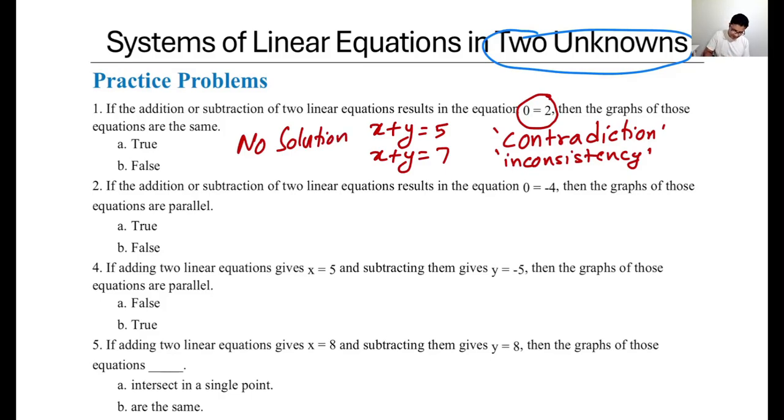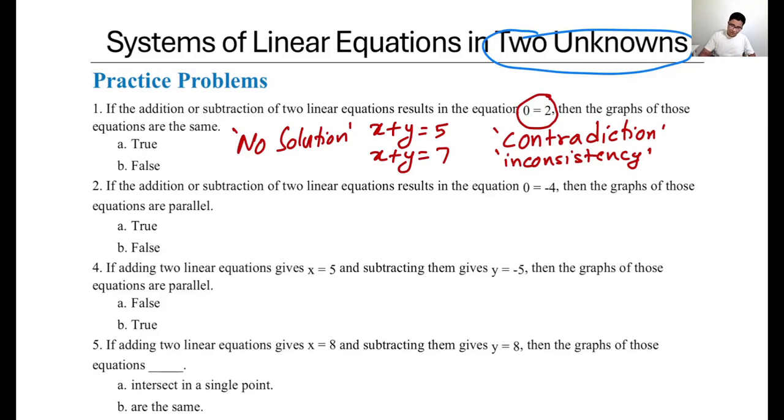Okay, so all these three things that I put in quotes, contradiction, inconsistency, no solution, are synonymous in the context of solutions of linear equations. They go hand in hand. So there is no solution for this system.